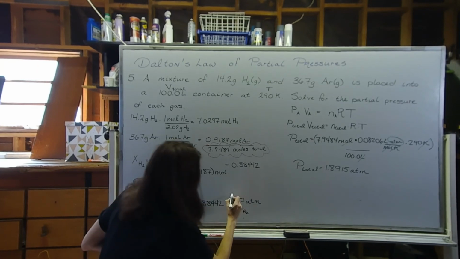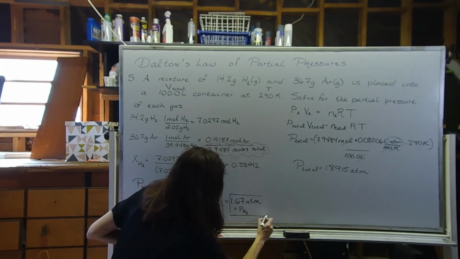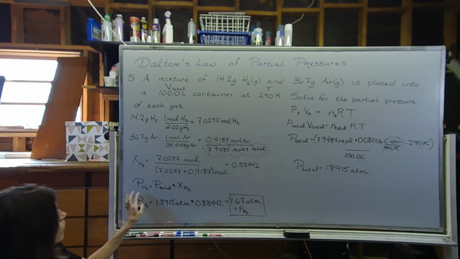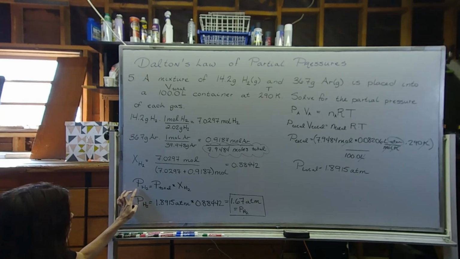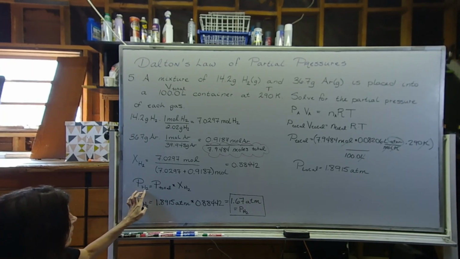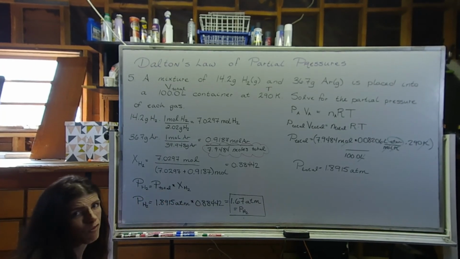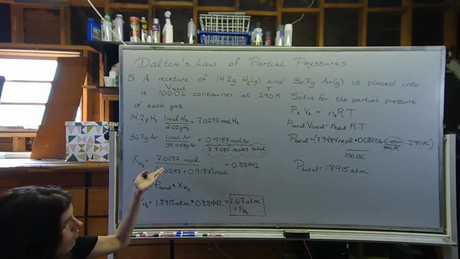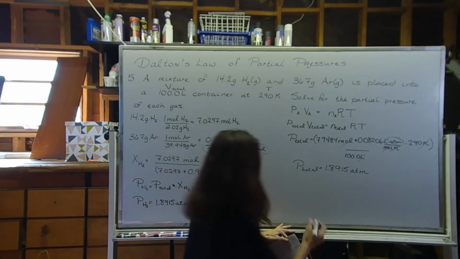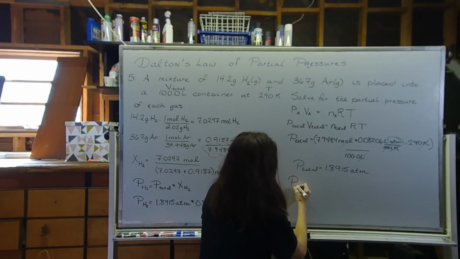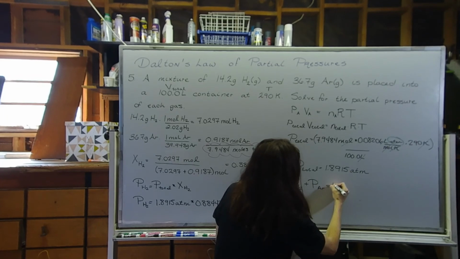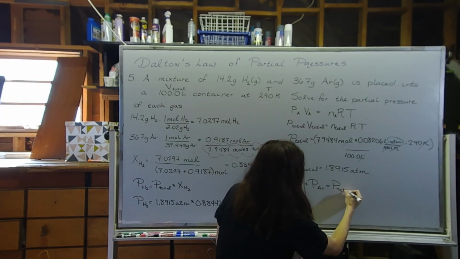So there's two ways to go about calculating the partial pressure of the argon. You can use this relationship again, except do partial pressure of argon equals total pressure times the mole fraction of argon. Perfectly acceptable. Since it's about Dalton's law of partial pressures, I'm going to take advantage of that relationship, which tells us that the partial pressure of the hydrogen gas plus the partial pressure of the argon gas needs to be equal to the total pressure in the system.